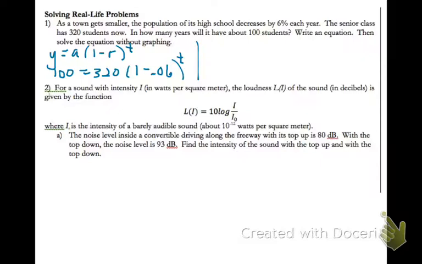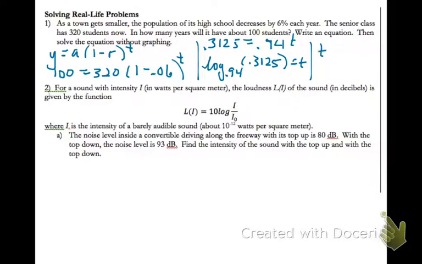Start by dividing 100 by 320. So you get 0.3125, which equals 1 minus 0.06. Oh, and let's go ahead and do that. So that would be 0.94 raised to the t power. Now we have an exponential equation to solve. So let's put it in log form. So log base 0.94, and the value is 0.3125 equals the time. So get your calculator and do the change of base, and you'll see that the time is about 18.8 years.